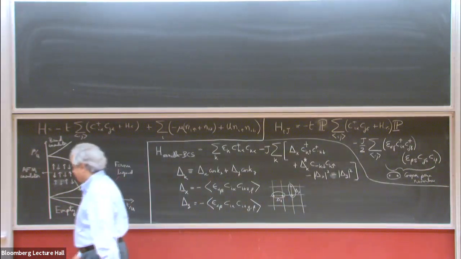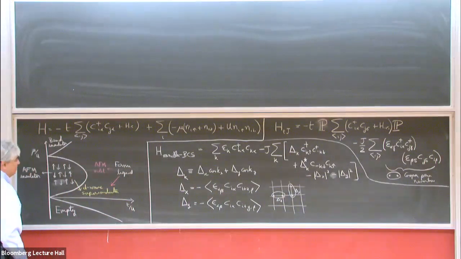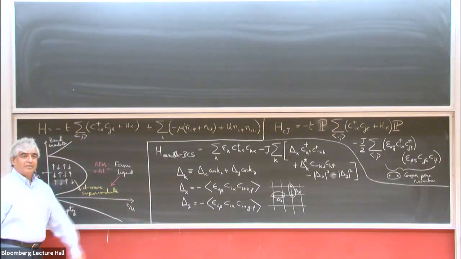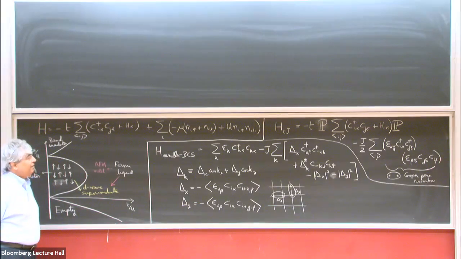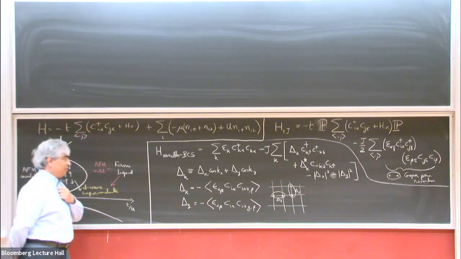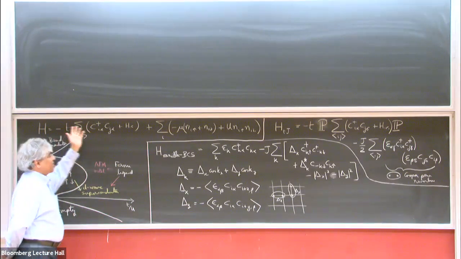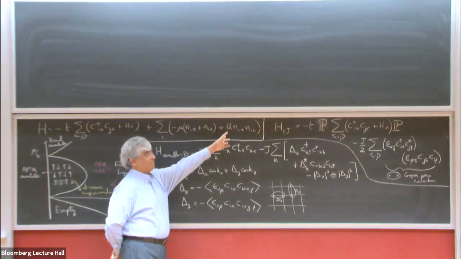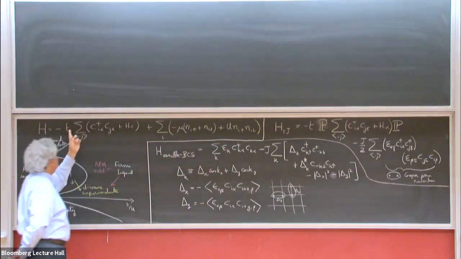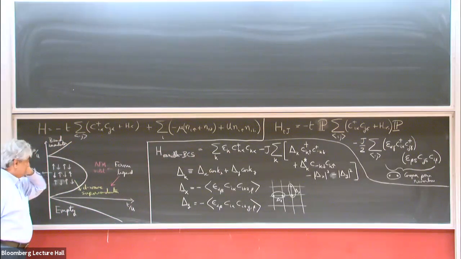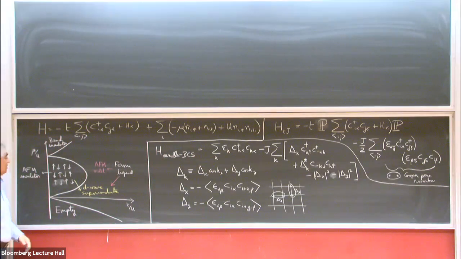Okay, so good morning and good evening. Hope you can all hear me clearly. So we're continuing the discussion of the electron Hubbard model, defined here with on-site interaction U and hopping T. So this is the basic phase diagram.